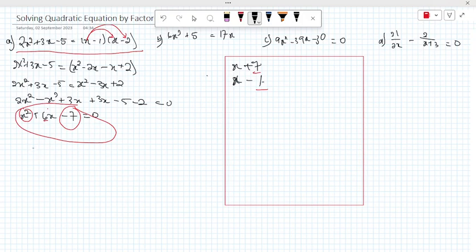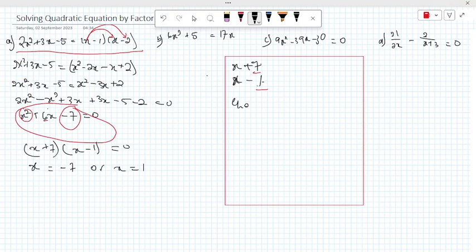So it's going to be x plus 7 bracket x minus 1 is equal to 0. Therefore your answer is going to be x is equal to minus 7 or x is equal to 1. Right? So this is your full answer. This is your correct answer. But now how do you know if your answer is correct or not? You need to do the checking first.